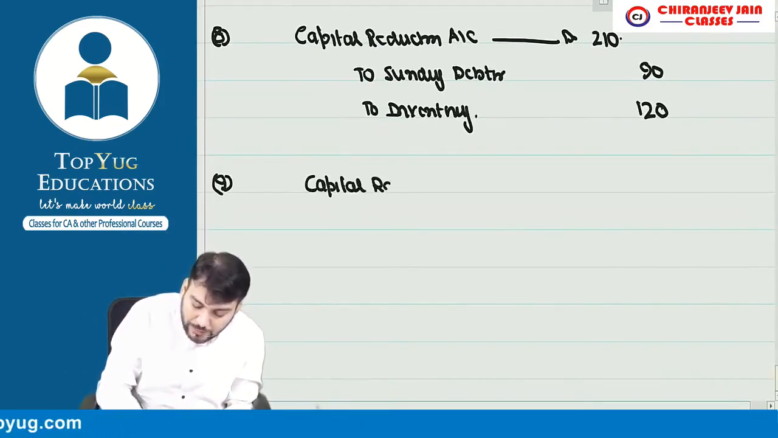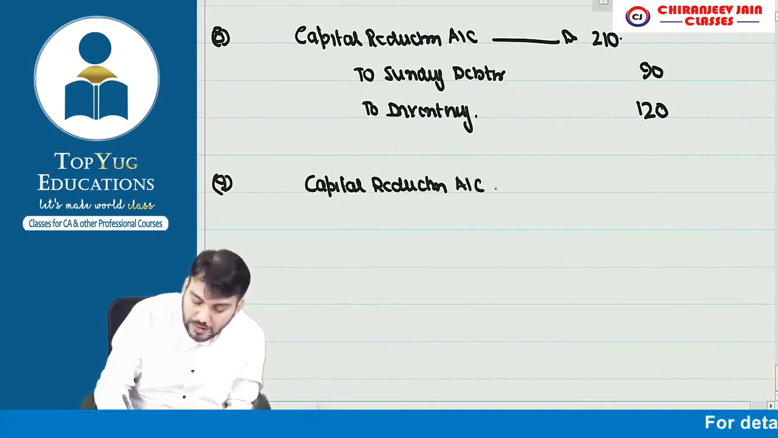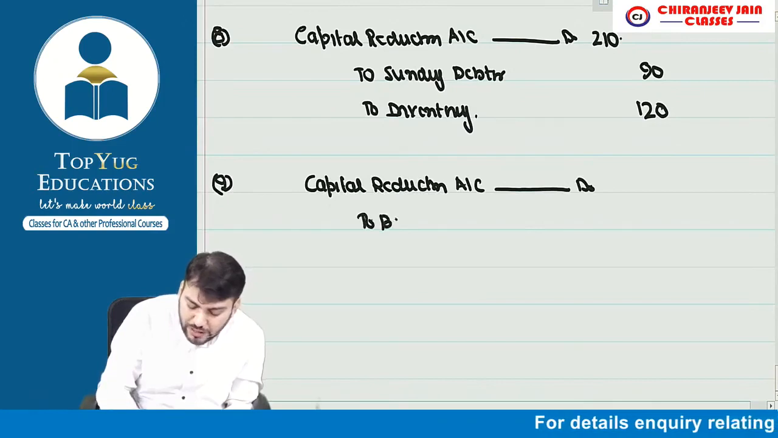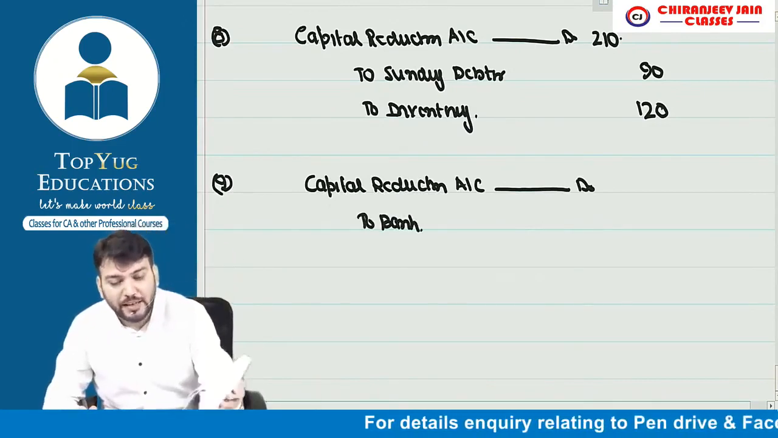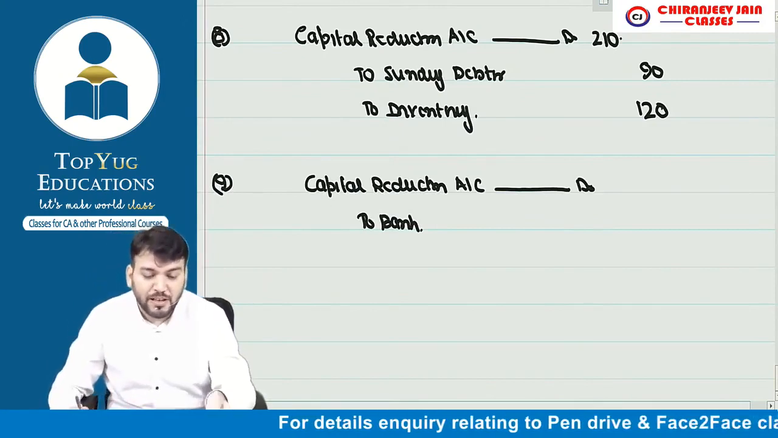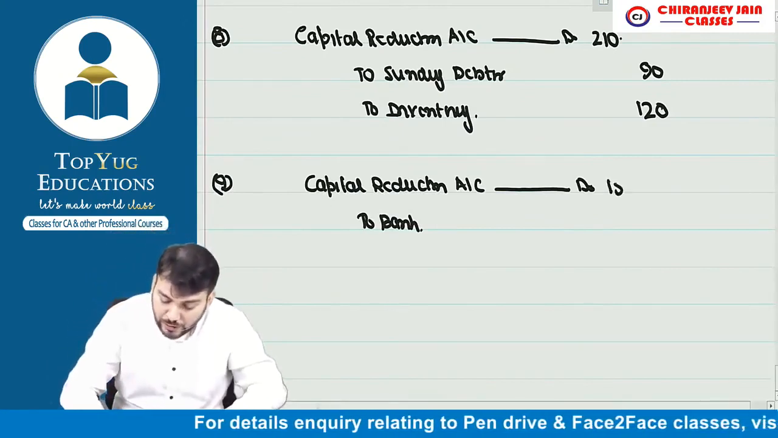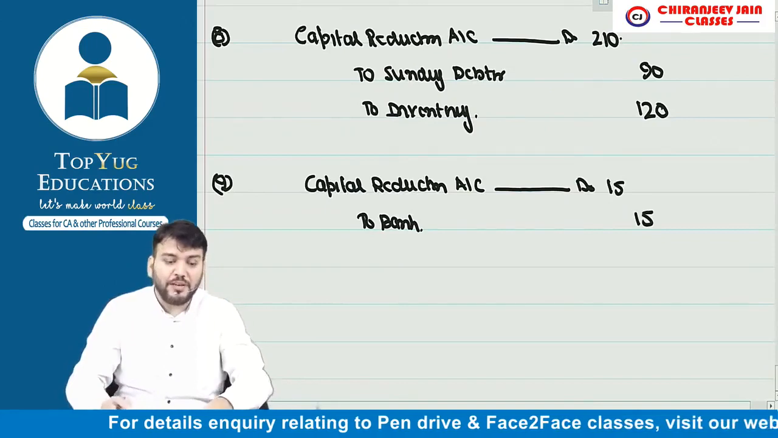Capital reduction account debit to bank. Or you can pass two journal entries: penalty account debit to bank, and then charge the penalty to capital reduction account. That is your choice. If you want to pass two journal entries, then pass two journal entries. But one journal entry is more than enough in exam.